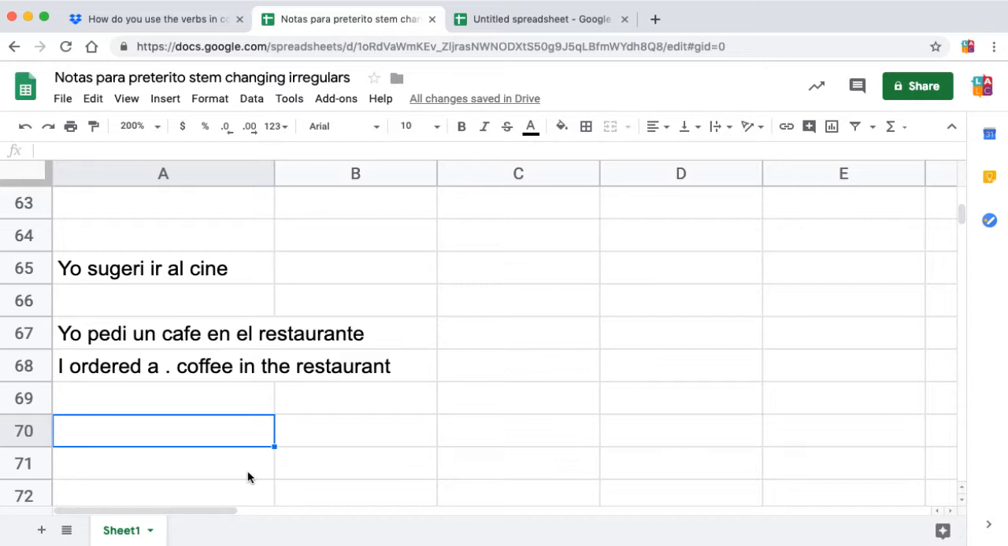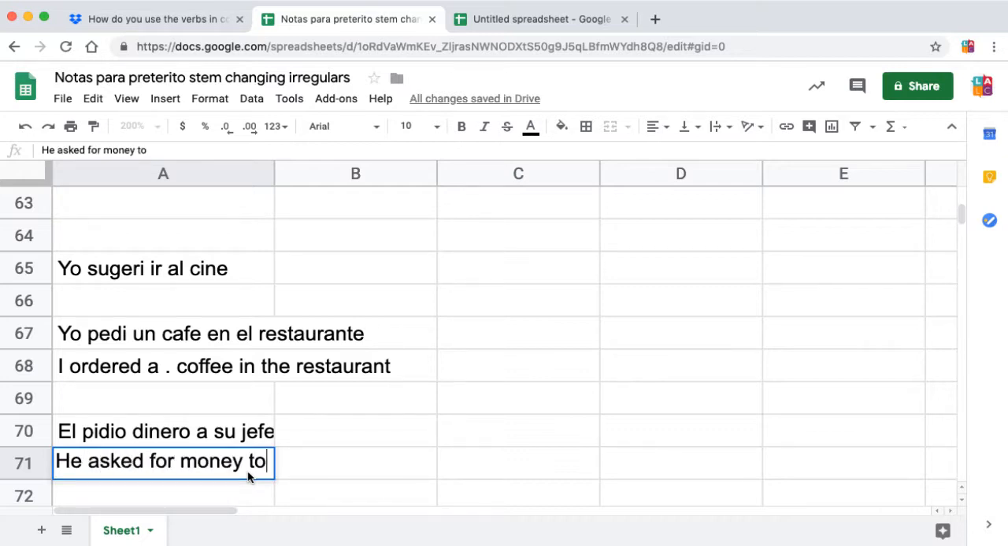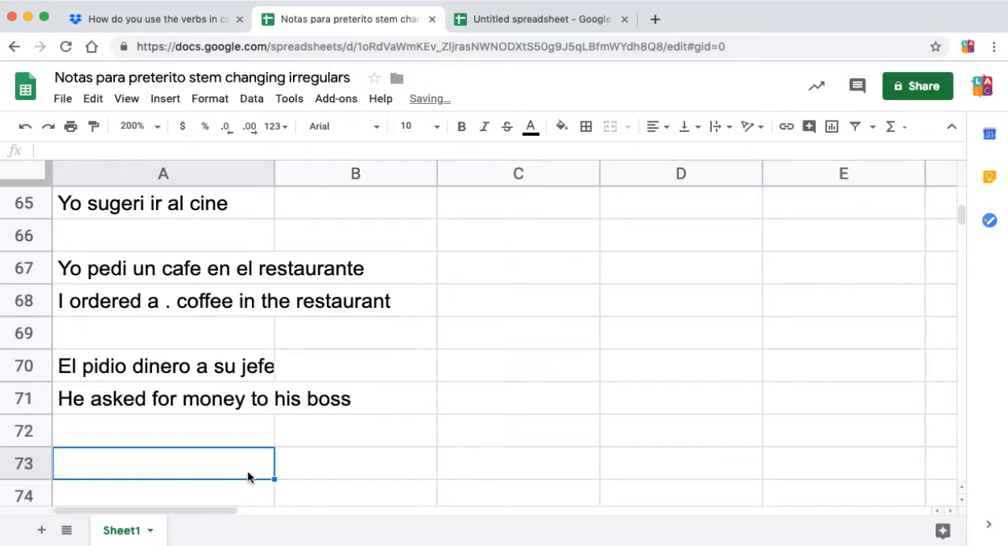But also, yes, it means like order or to ask for. For example, él pidió dinero, money, a su jefe, right? He asked for money to his boss. So, which is the other verb we saw? Dar. For example, yo di regalos, I gave presents, a mis sobrinos, to my nephews.